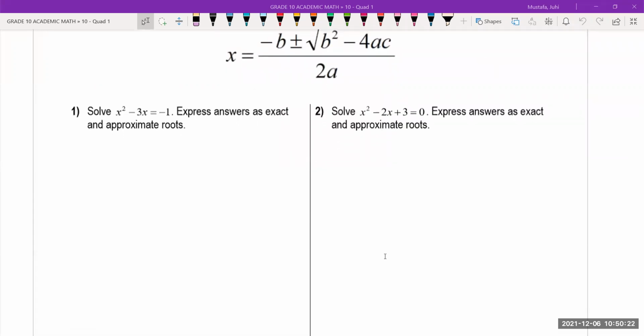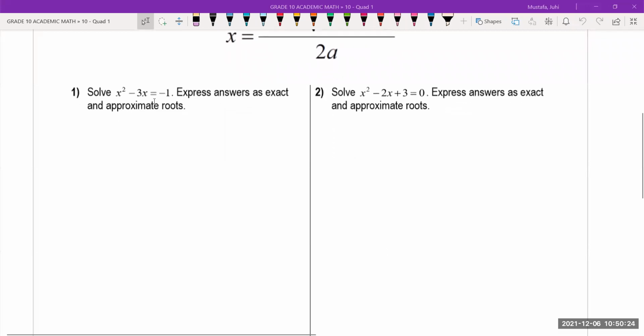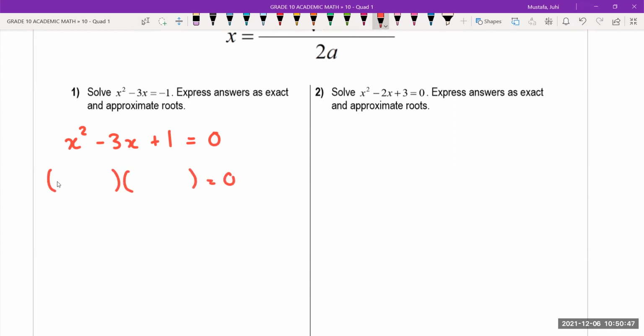So the question says solve x squared minus 3x is equal to negative 1. I'm going to first rearrange this so everything is on one side, and it's going to be x squared minus 3x plus 1 is equal to 0. Now, this is a trinomial, and like I said, we will try to factor it because it's always easiest to do that. So when I try to factor it, I put down an x and an x.